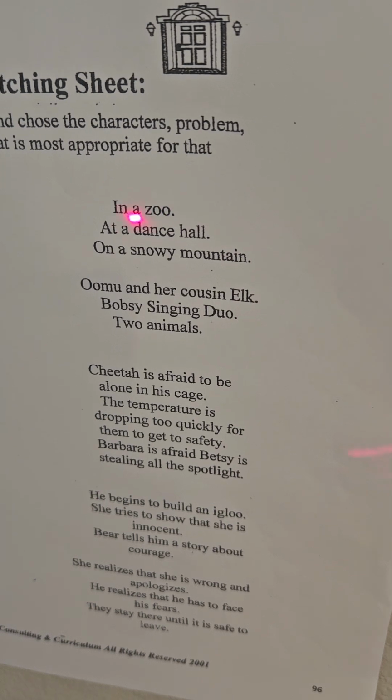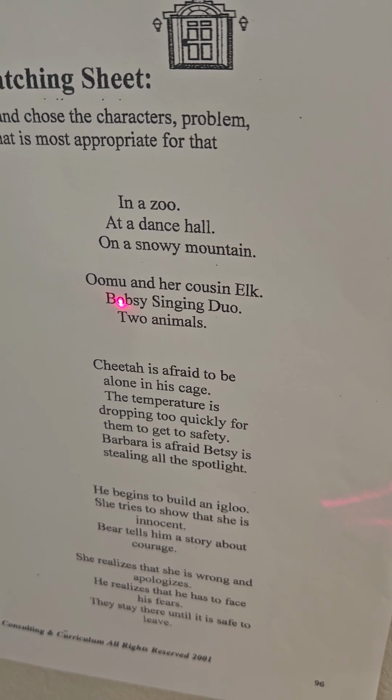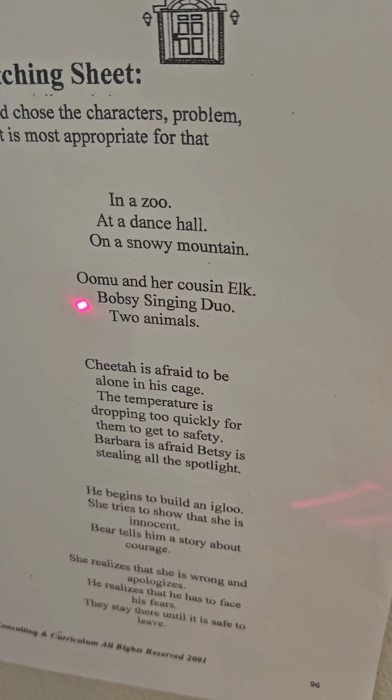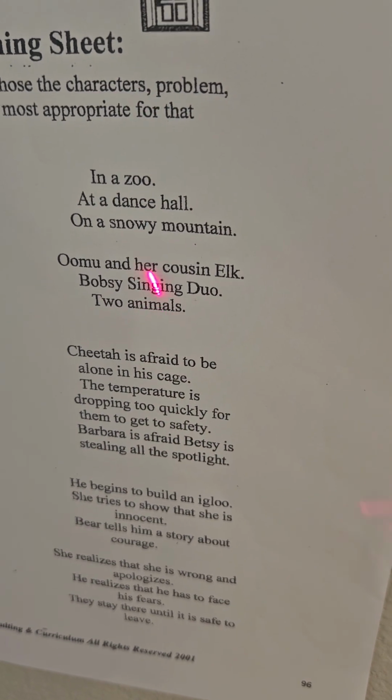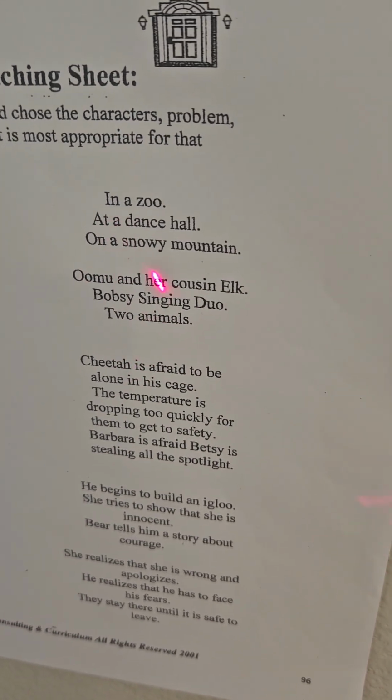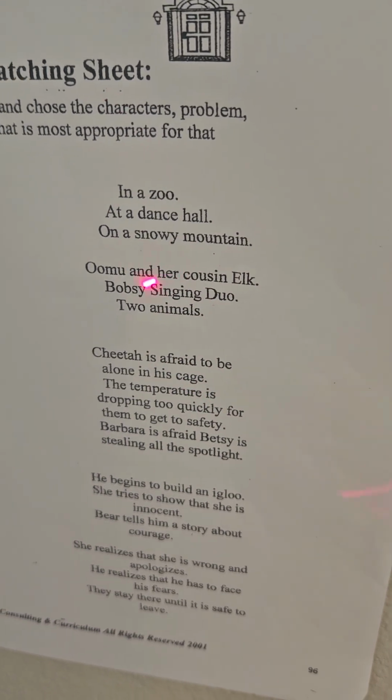You probably wouldn't put the Bobsy singing duo in a zoo, and you probably wouldn't put Barbara's afraid that Bessie's going to steal the spotlight, because that's not the best possible answer. Remember, the strategy is to learn the best possible answer, even if it's a good answer.